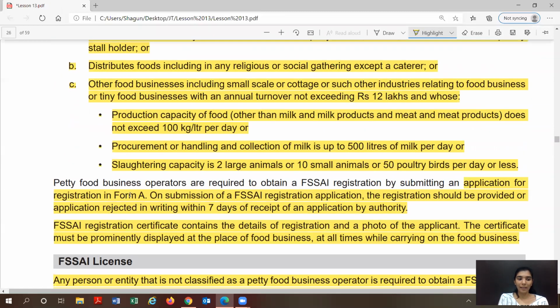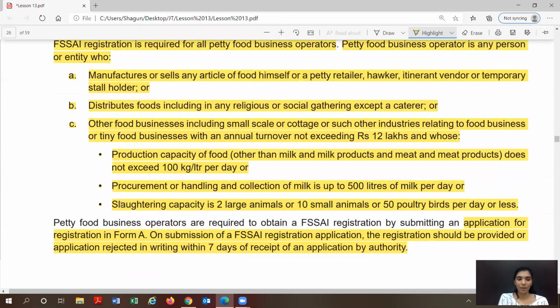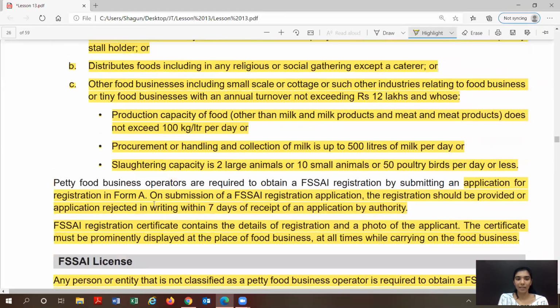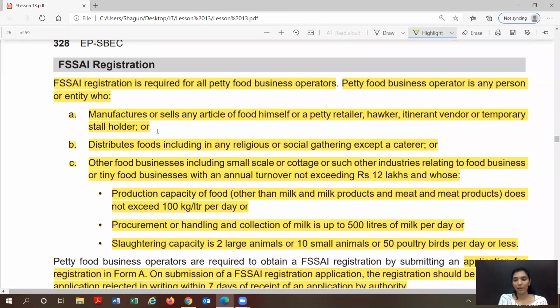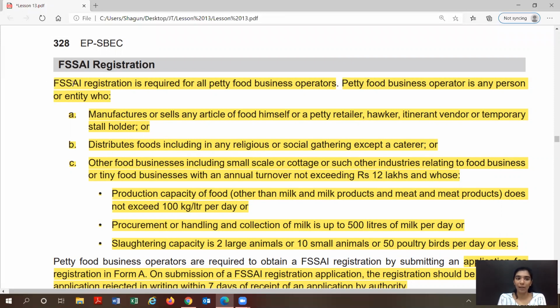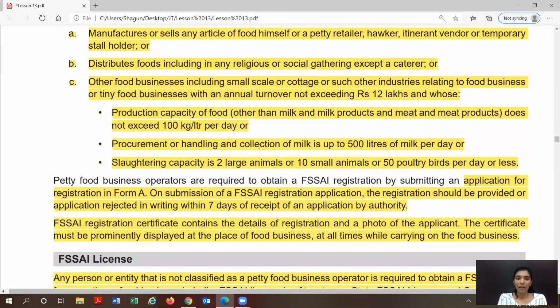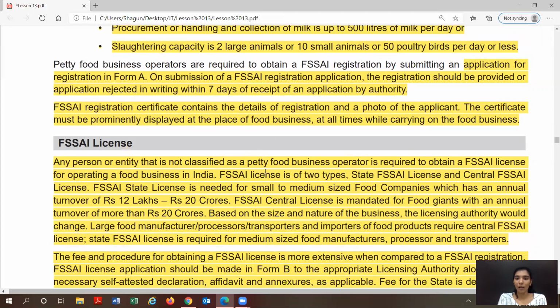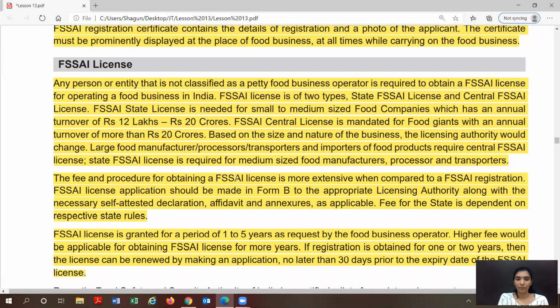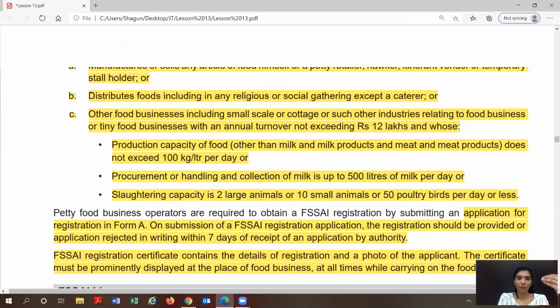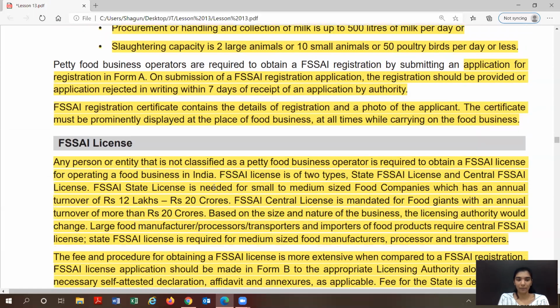Now two things are there. One is FSSAI registration and one is FSSAI license. जो नॉर्मल हॉकर्स वगैरह होते हैं रास्ते पे, जो वेजिटेबल वेंडर्स वगैरह होते हैं, they don't do it, but actually they have to apply for FSSAI registration. Petty food hawkers, food business operators have to apply for this registration. And अगर आपका business बड़ा है, if you are into big food businesses, then you have to obtain the FSSAI license. You can just read through once. ये exactly opposite है of the FSSAI registration.